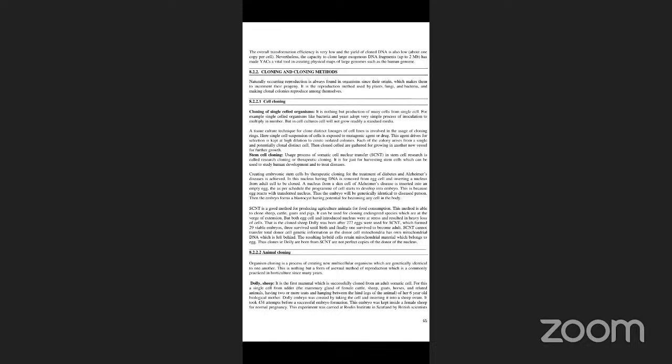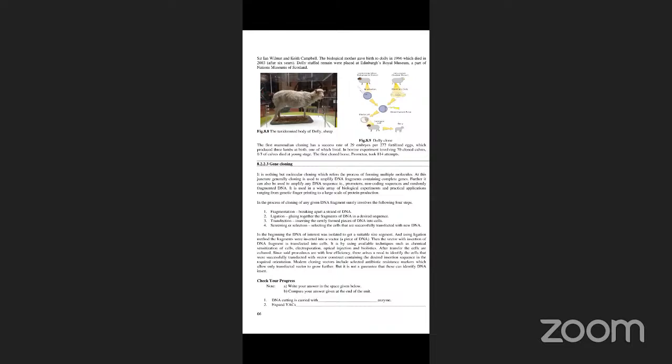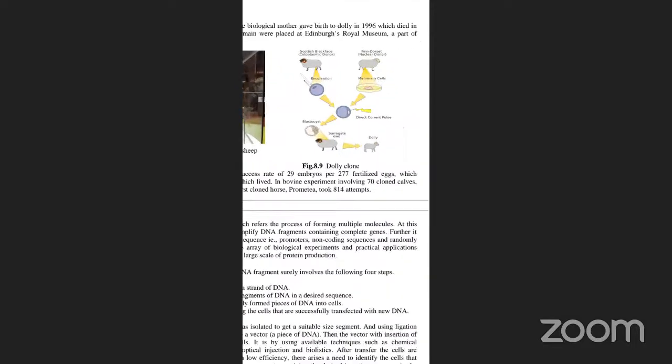This was done by British scientists at the Roslin Institute in Scotland, and the sheep was named Dolly. Sir Ian Wilmut and Keith Campbell developed this Dolly in 1996, but she died after 6 years. The stuffed animal was placed in the Royal Museum, and even nowadays you can see it in Scotland.